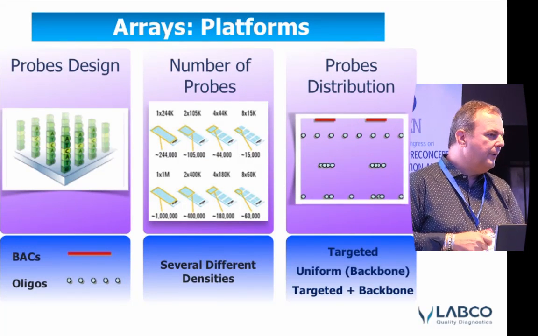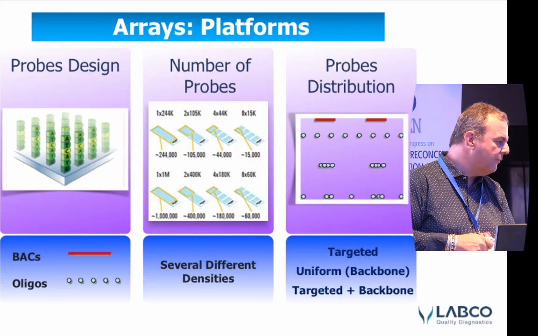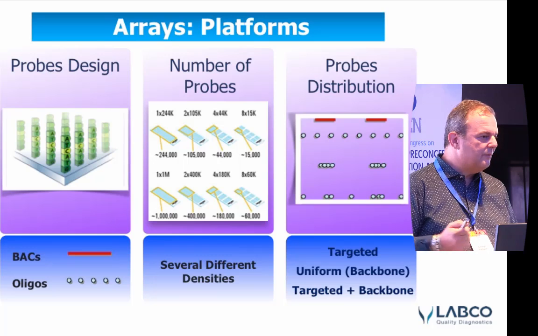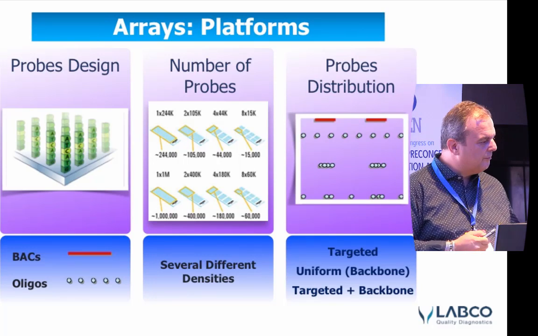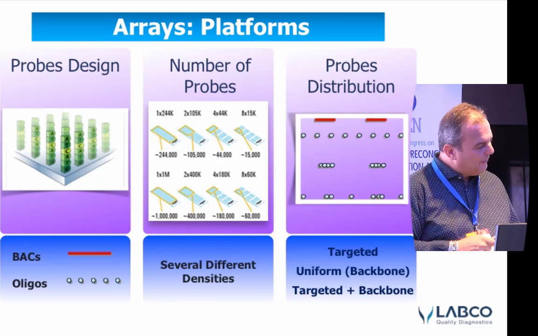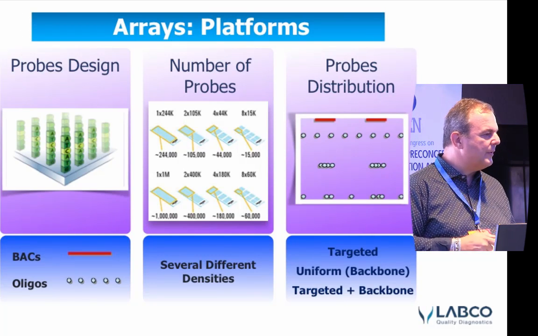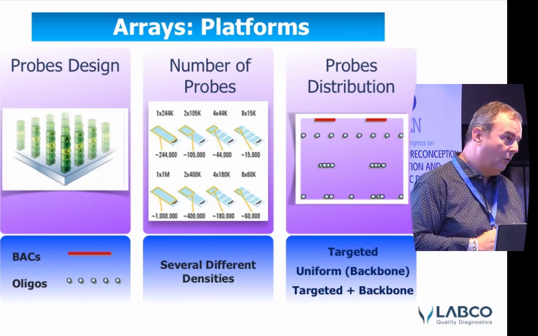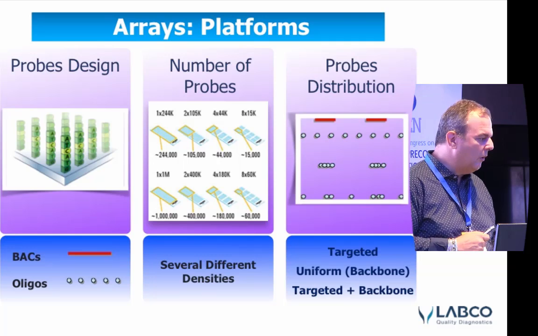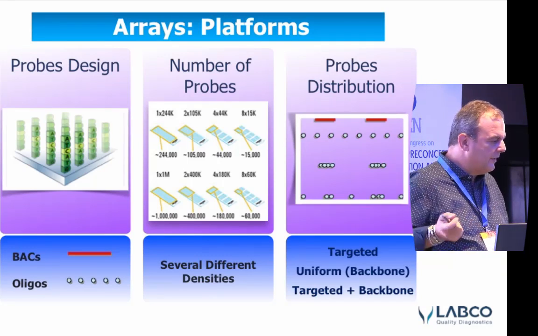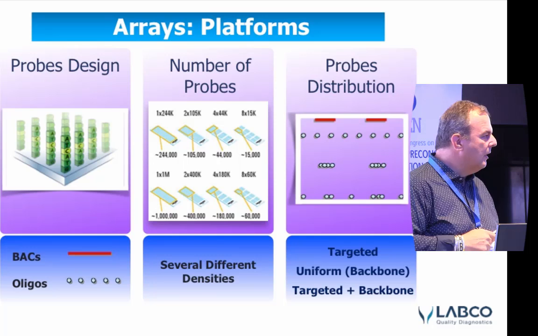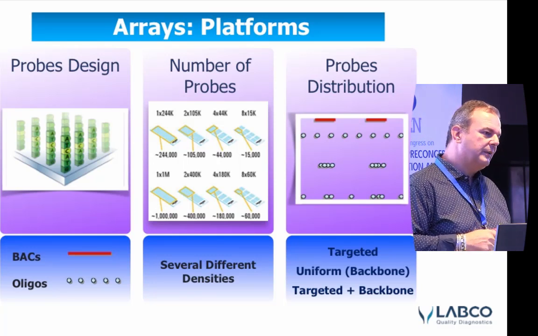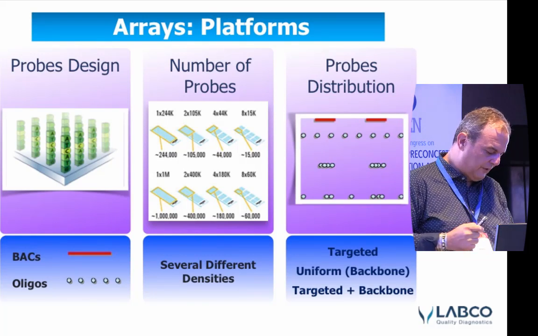So as I mentioned, there are several different options nowadays for array studies. Basically, arrays can be classified by the probes which are used. BAC arrays were much more frequent in the past. Now most, if not all, I would say all, platforms employ oligo arrays, and then there are several different densities. So you will hear about arrays of 60K or arrays of 100K. This depends on the number of probes that are on the array, and it gives more or different resolution.